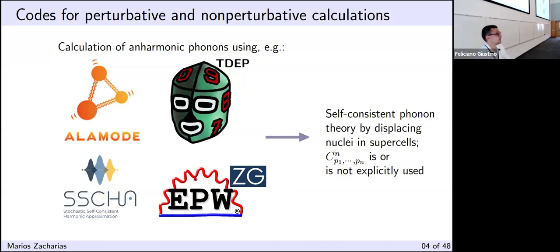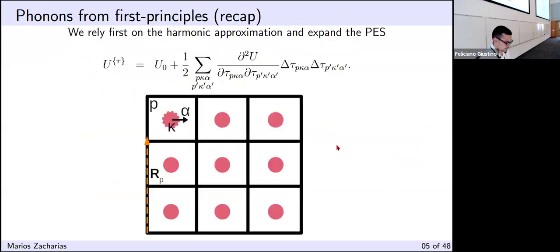Also, we have several methodologies with which one can compute anharmonic phonons, temperature-dependent harmonic phonons. Here I put the codes Alamo, TDEP, which relies on molecular dynamics, SHA, which is a stochastic non-perturbative approach, and also the ZG method, which relies on the special displacement method. In these methodologies, the theory behind is the self-consistent phonon theory. And we again displace nuclei in supercells, and we either calculate higher order interatomic force constants explicitly or not.